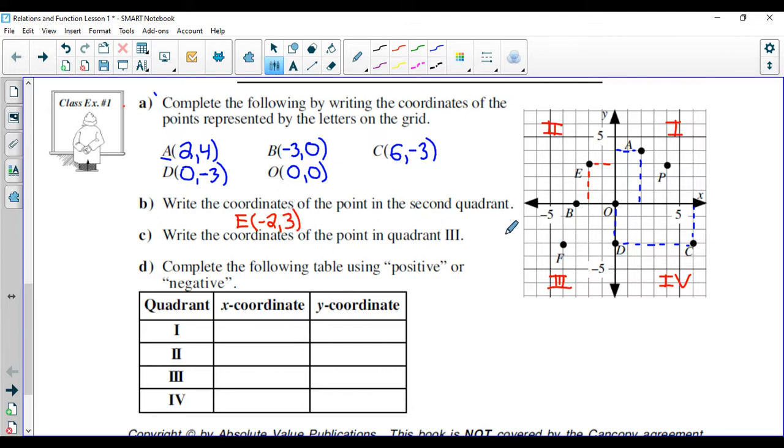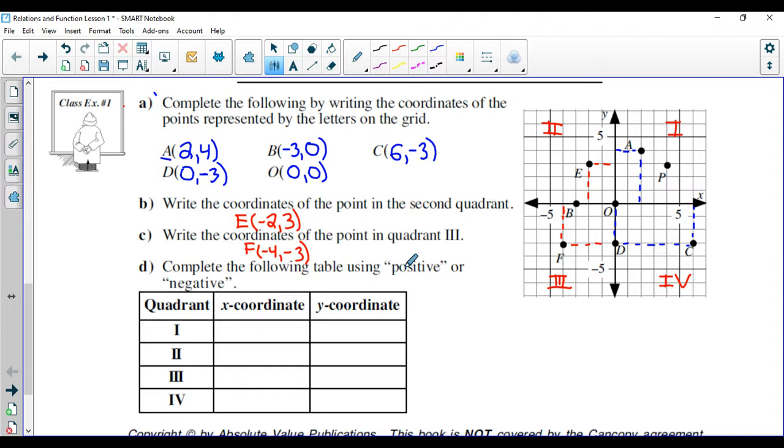Write the coordinates of the point that's in quadrant number 3. Well, that'd be point F. So point F, you go to the x-axis, it would hit it at negative 4. And if you go across to the y-axis, it would hit it at negative 3. So you'd have negative 4, negative 3.